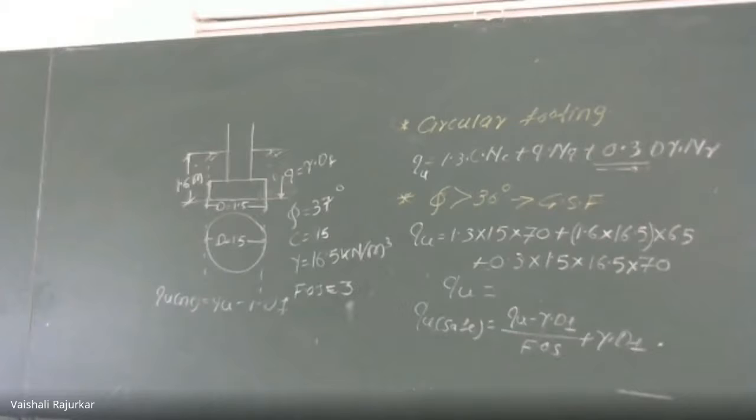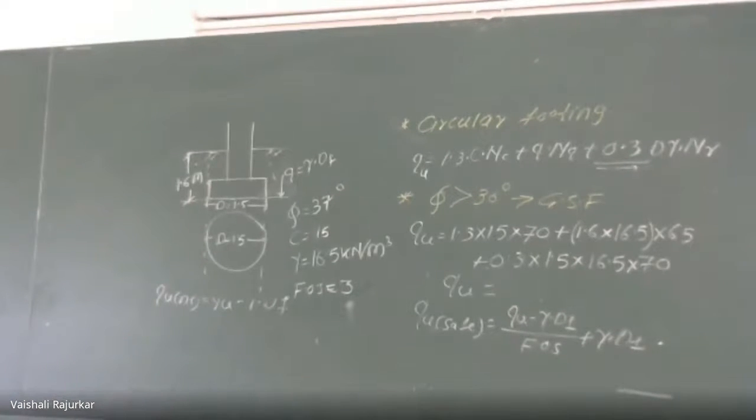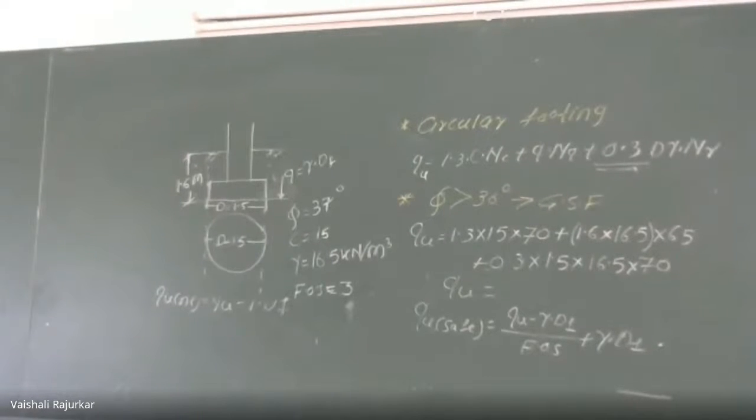Cohesion is 8 kilonewton per meter square. And angle of friction is 36 degree. Compute the SBC of soil by taking factor of safety of 3.